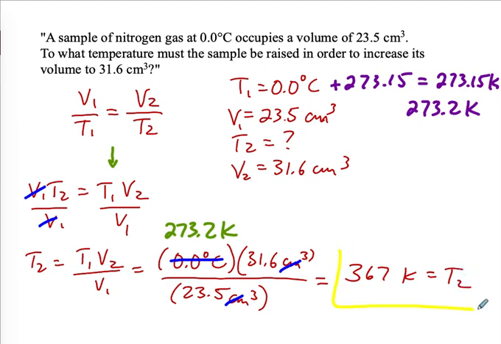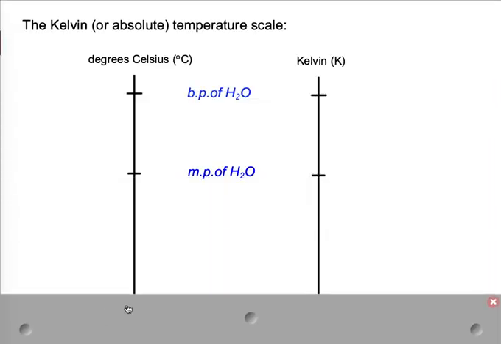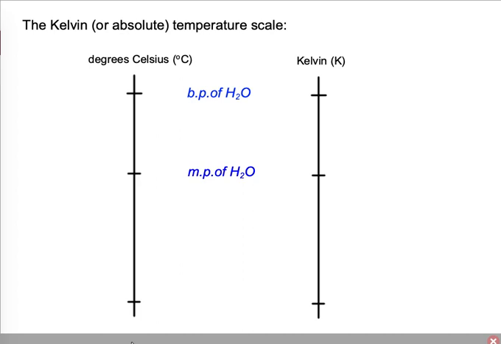So let's talk for a minute about the Kelvin temperature scale to make sure we understand this. Here are some diagrams that show the relative temperature scales. On the left we have degrees Celsius, and on the right we have Kelvin.